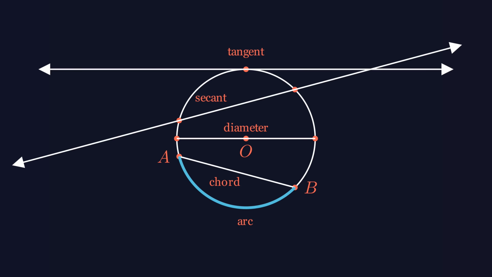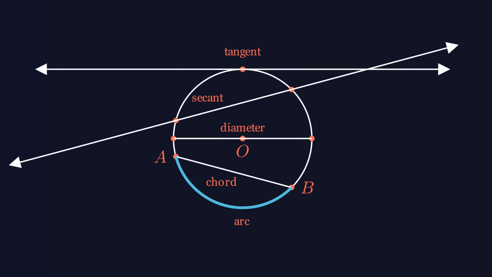Arc. An arc is the curved part of the circle between 2 points on the circumference. The length of an arc depends on the angle between those 2 points and the circle's radius.